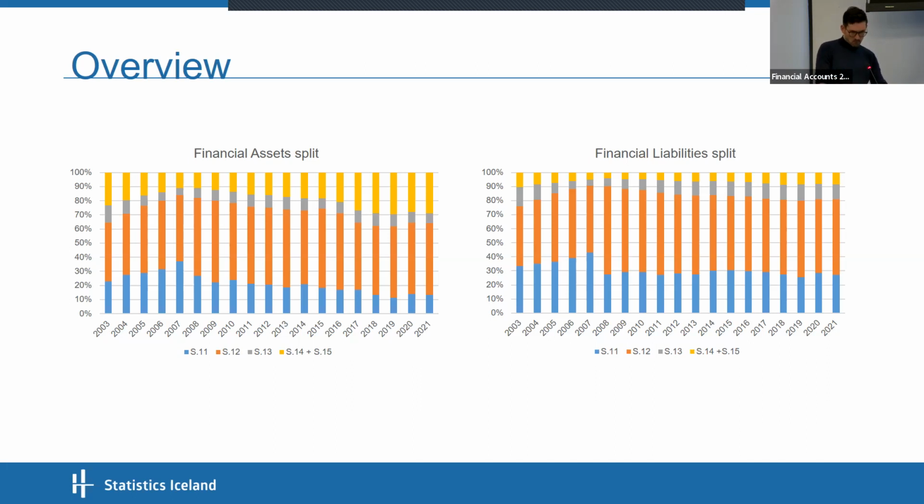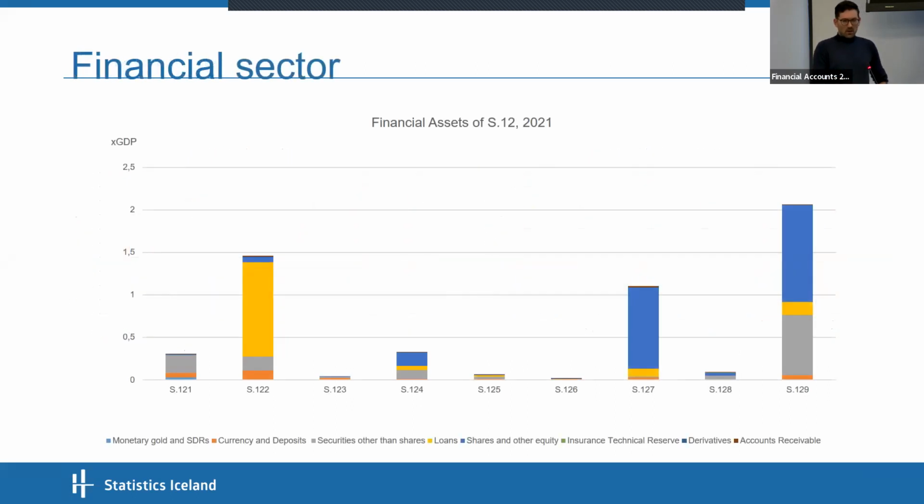And if you just look at one sector, this is the financial sector in general, and the nine subsectors and their asset holdings there. And you can see the importance of the pension funds in the Icelandic economy. They are extremely important. And then, of course, S12-2, the deposit-taking corporations. And there, S127, holding corporations, which hold a lot of assets.